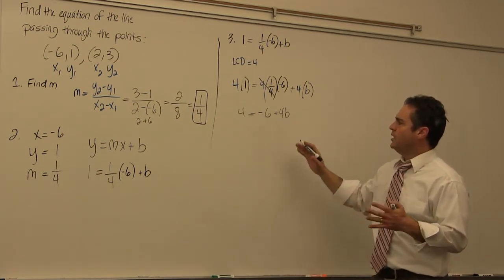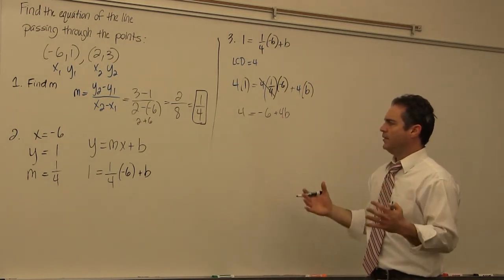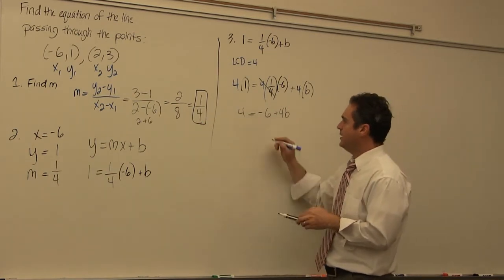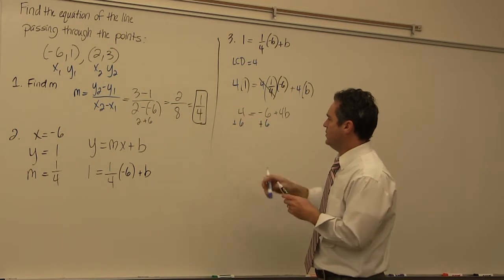Who is sharing sides with b? Yeah, we don't have any parentheses. We don't have any like terms. All of our b's are on one side. So we are going to add 6 to each side.